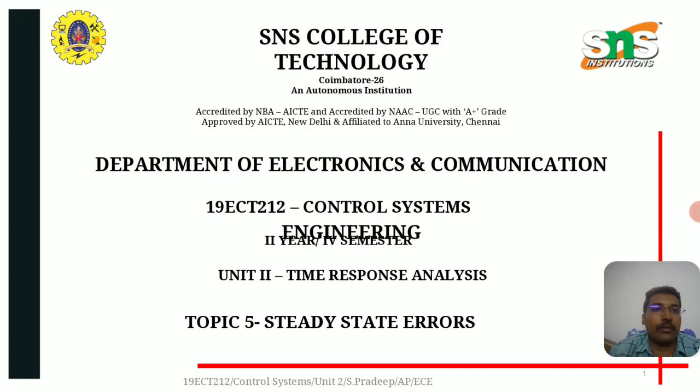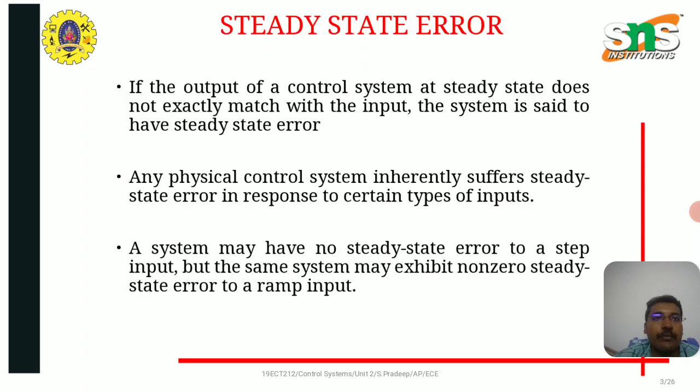Hi, in this video we are going to see about the steady state error. If the output of a control system at steady state does not exactly match with the input, the system is said to have a steady state error. Any physical system inherently suffers steady state error in response to certain types of inputs. A system may have no steady state error to a step input, but the same system may exhibit non-zero steady state error to a ramp input.